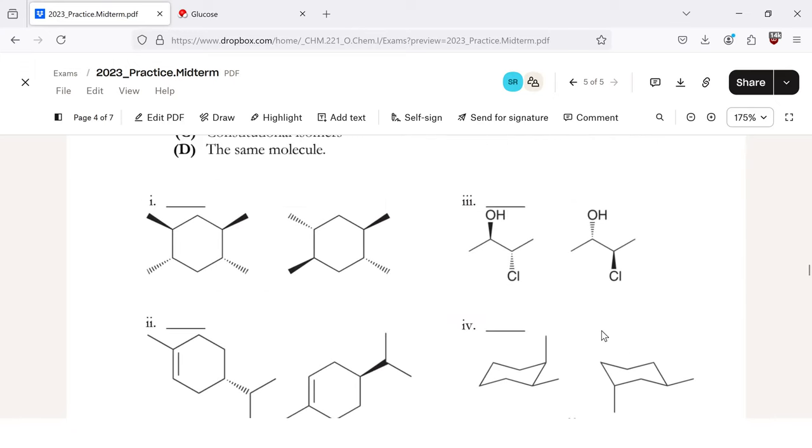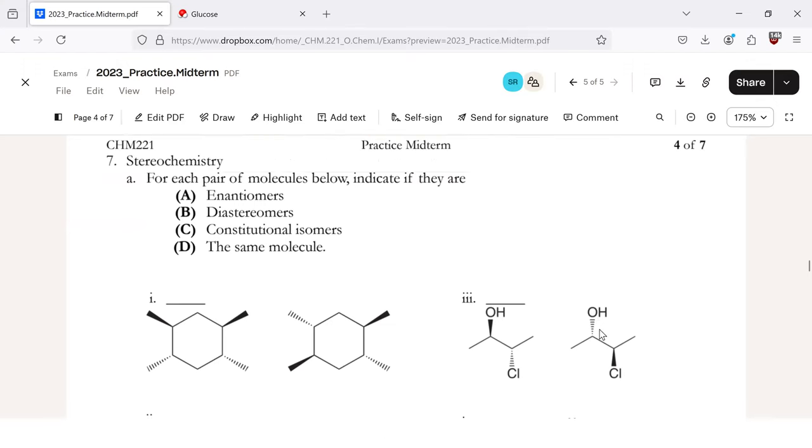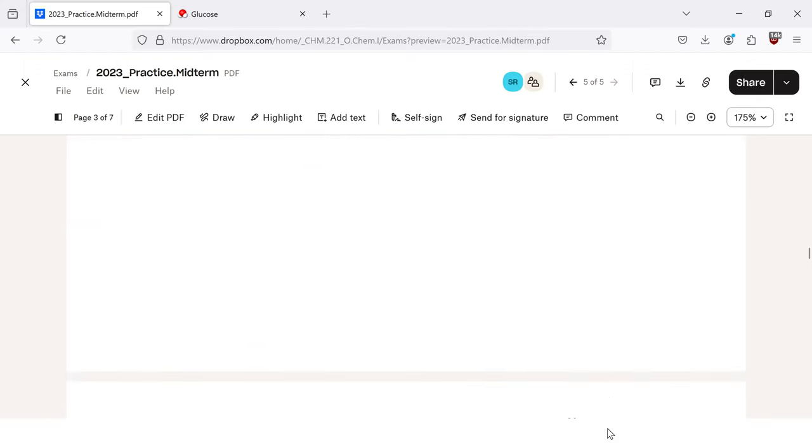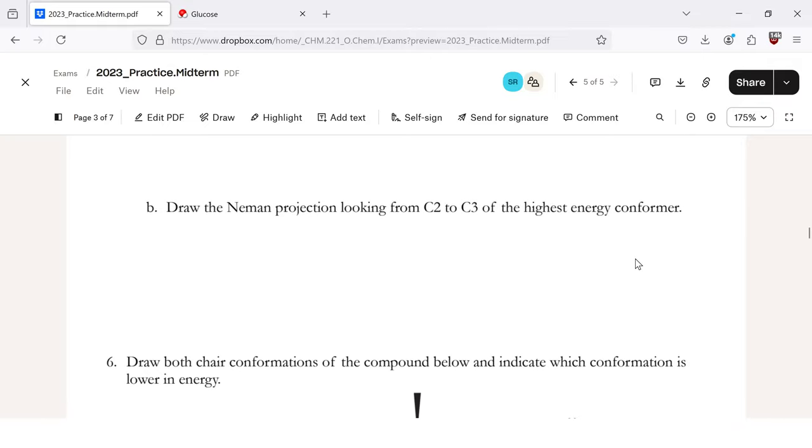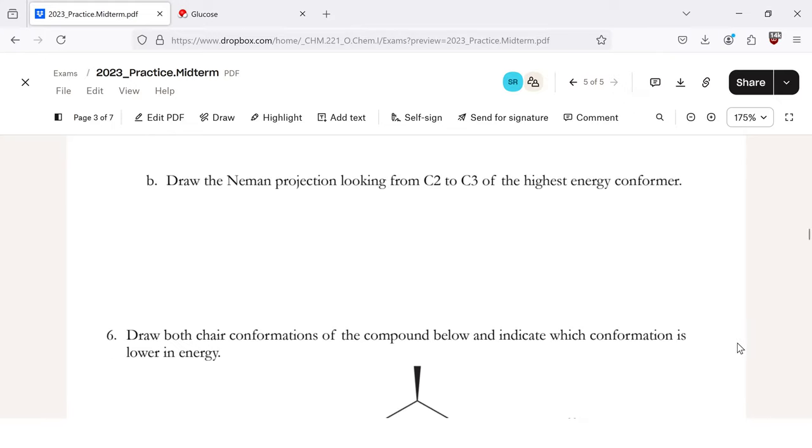And then a lot of it's nomenclature, a lot of it's sort of vocab. It's not true vocab, like what's the definition of meso, but it's applying vocab concepts, right? You'll have a full 2 hours on Thursday to work on it. And you know what's coming.